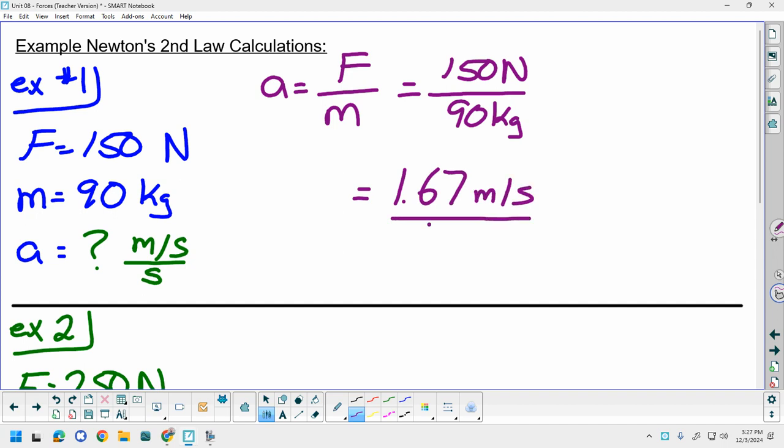second over 1 second. So that's telling me in this instance that that unbalanced force, 150 newtons, applied to an object with 90 kilograms worth of mass, will either be speeding up or slowing down at a rate of 1.67 meters per second every second.